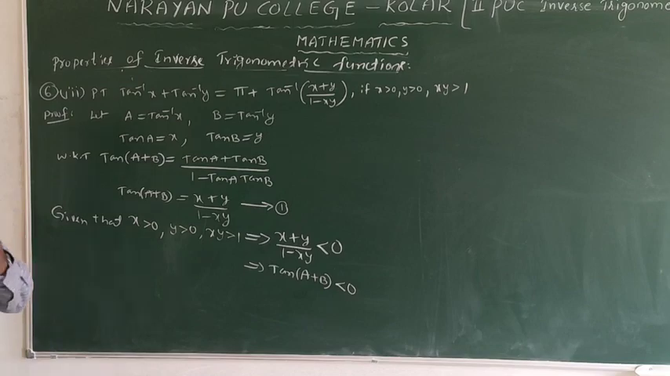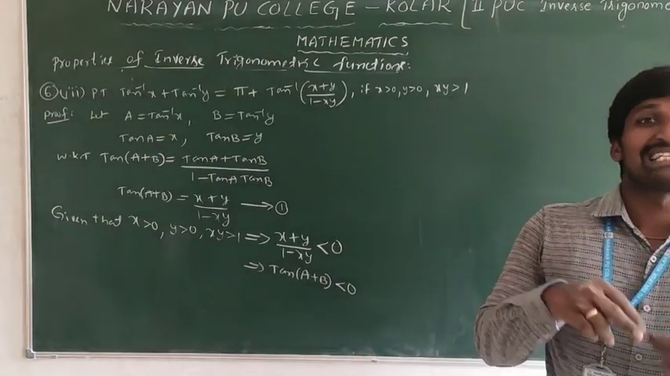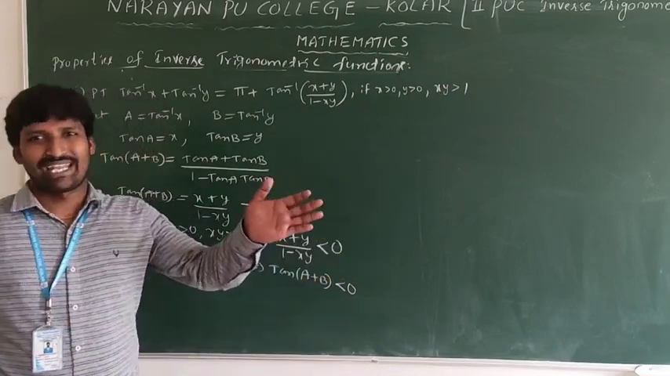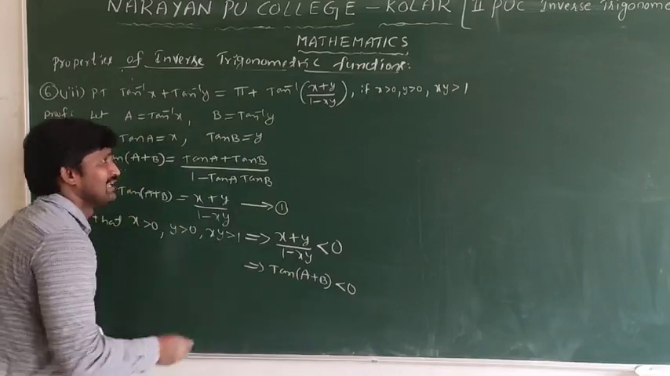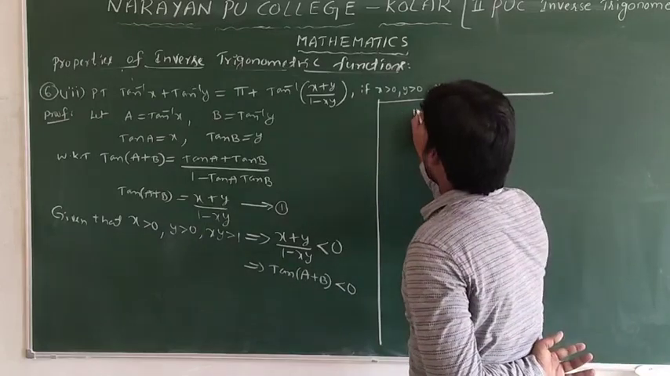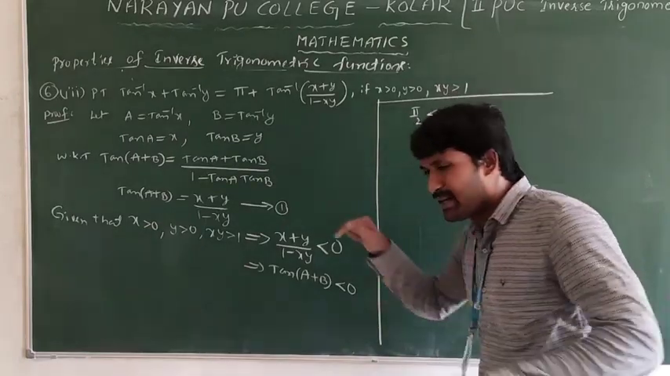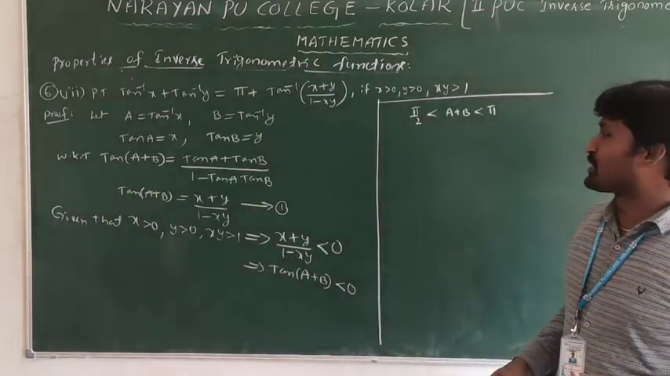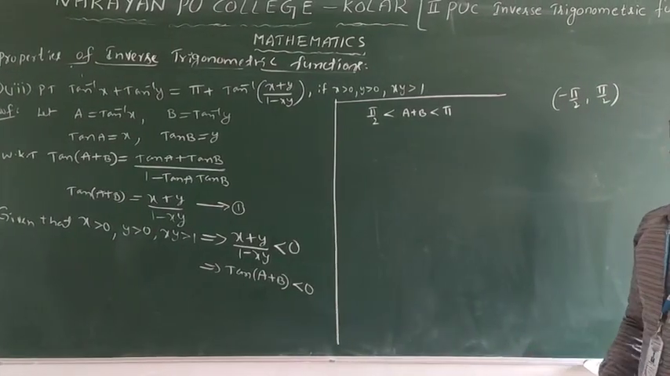Tan of a plus b is negative. Tan is positive in the first quadrant, we know that. Tan is negative in which quadrant? The second quadrant. In the second quadrant, what are the limits for the angle? 90 to 180, which means pi by 2 to pi. That's why this angle a plus b clearly lies between pi by 2 and pi. But to convert from tan to tan inverse, what is the range of tan inverse? You should remember: the open interval minus pi by 2 to pi by 2 only. Pi by 2 to 180 is not there.